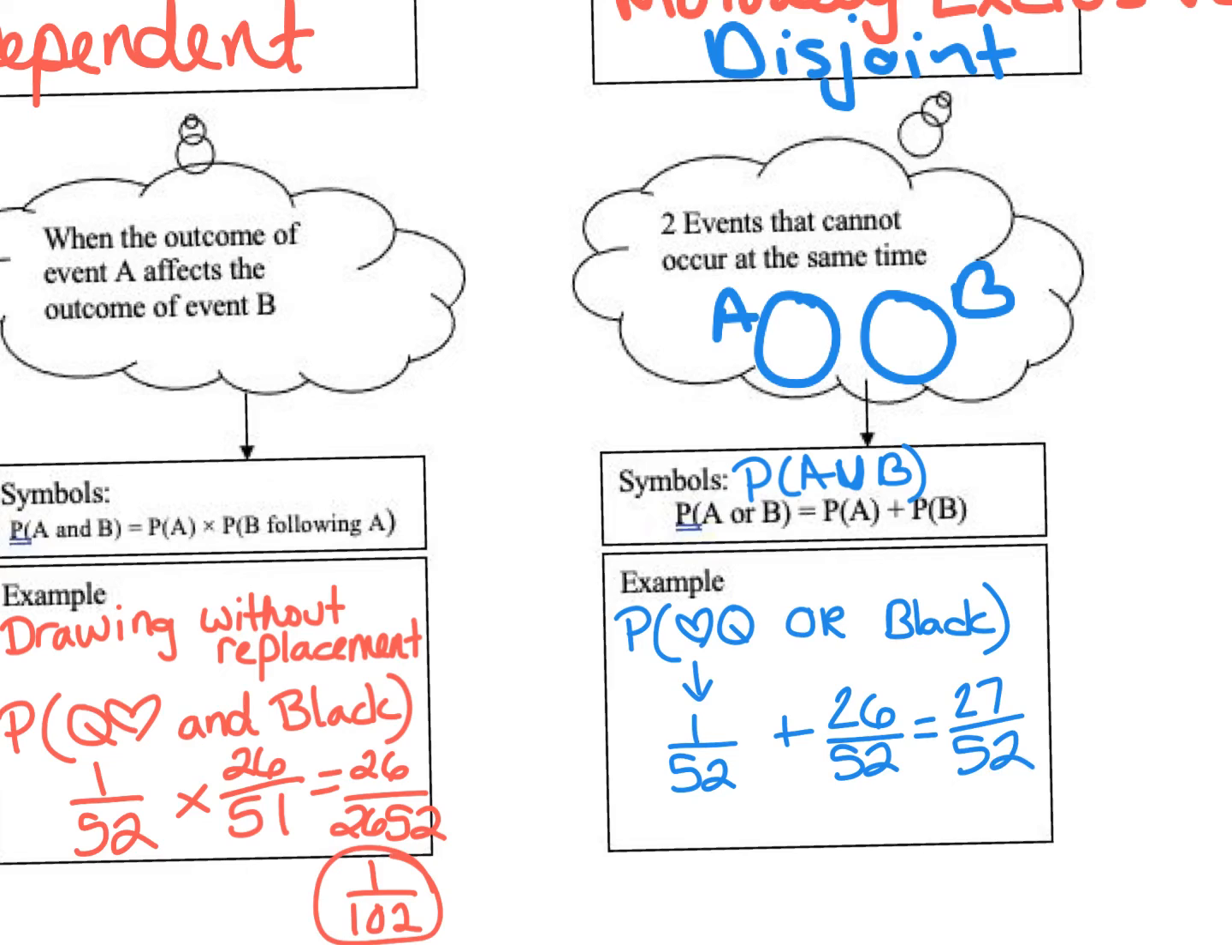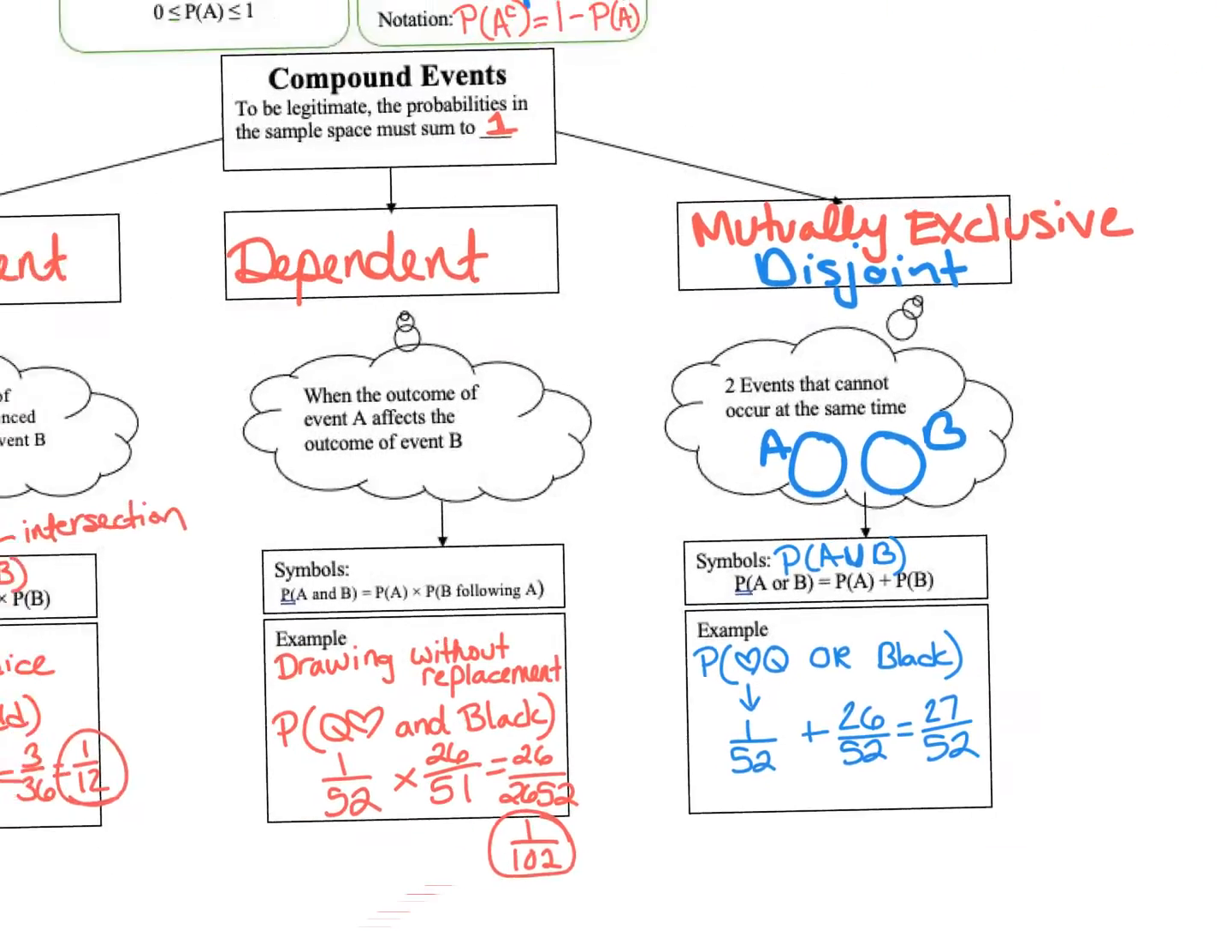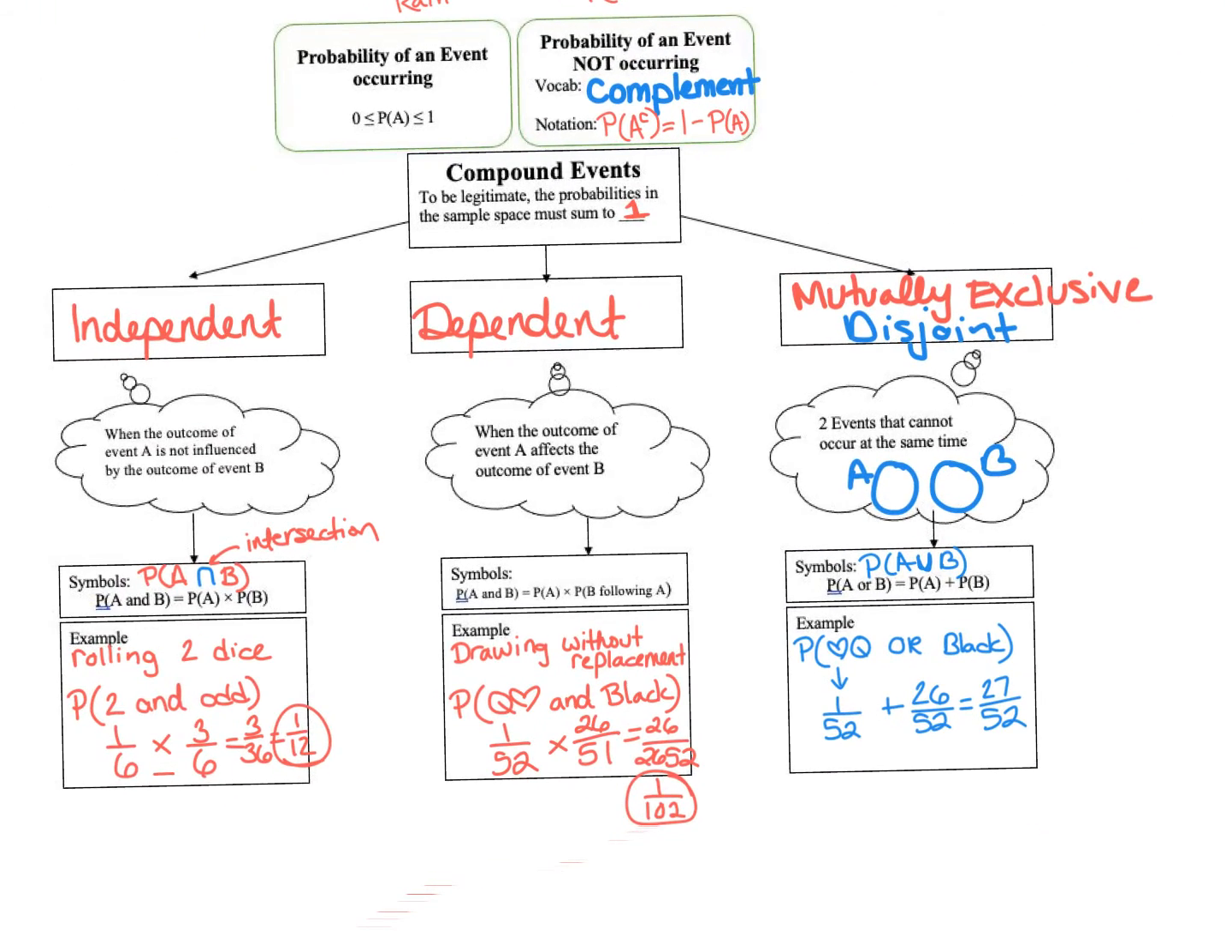Something that would not be mutually exclusive would be, what if I said, what's the probability of a queen of clubs? Well, that's a black card, so we have some overlap. So we would be double counting if we just added the two together. Okay, but we'll look at that more in the future. So for now, big picture, independent and dependent both use multiplication, and disjoint or mutually exclusive will use "or", and you add.